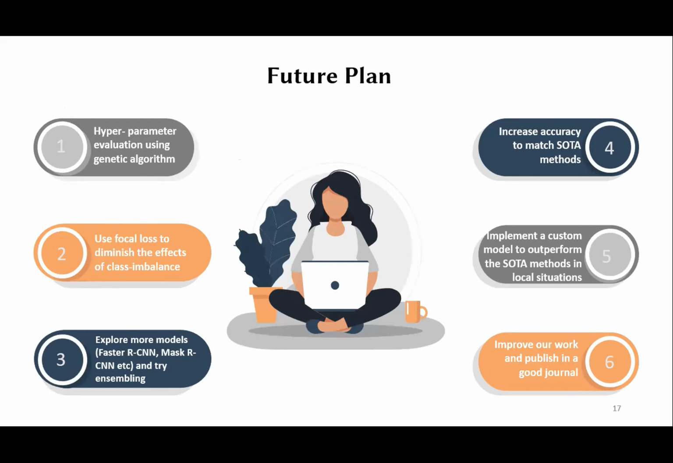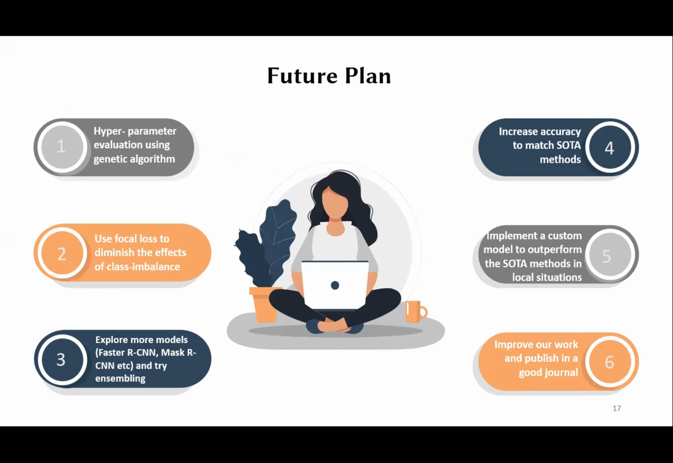In future, we want to try different things like hyperparameter evolution using a genetic algorithm, because in our case, we handpicked those hyperparameters by observing the results. If we can use genetic algorithms, maybe our results will further increase. And we also want to use focal loss to diminish the effects of class imbalance.